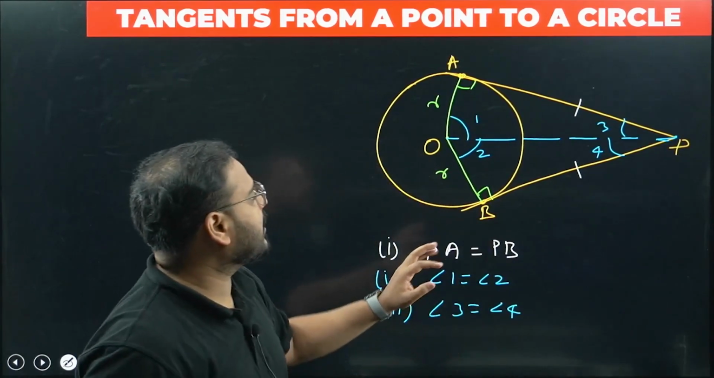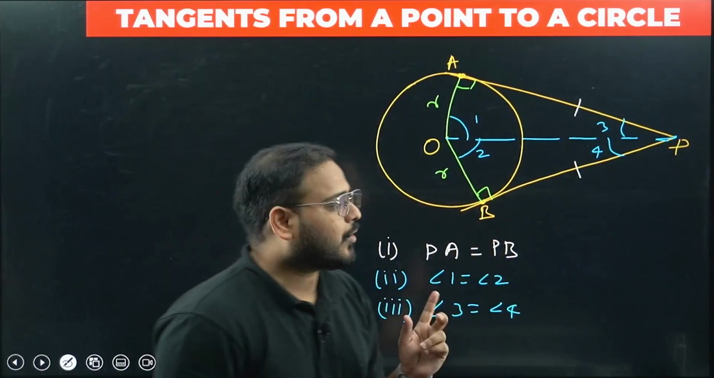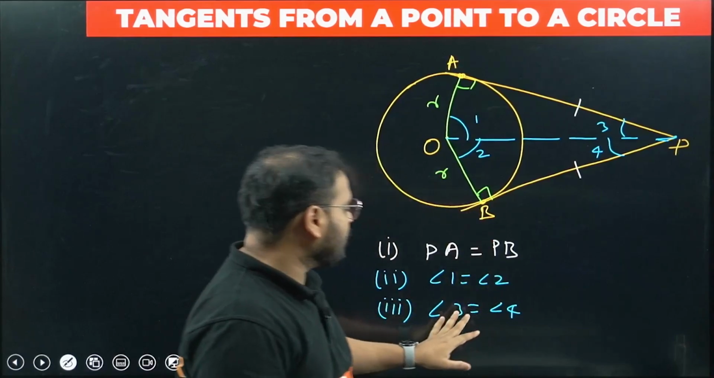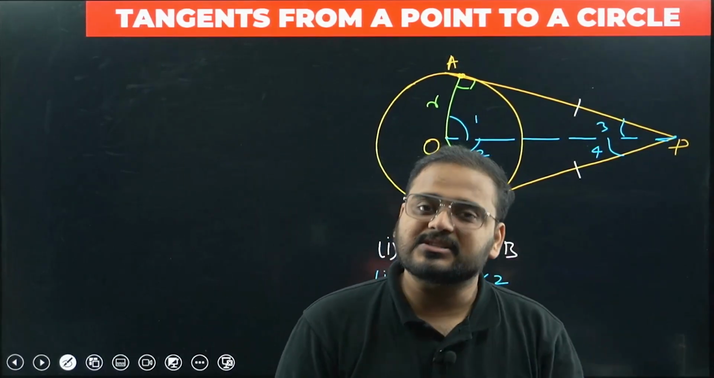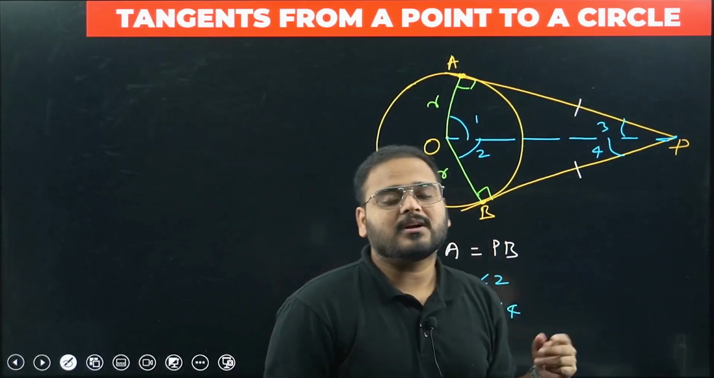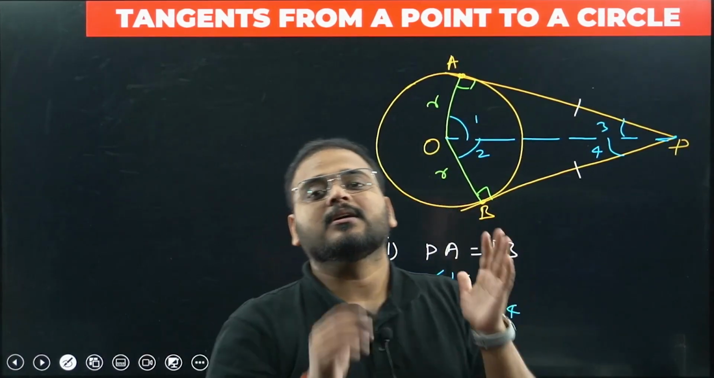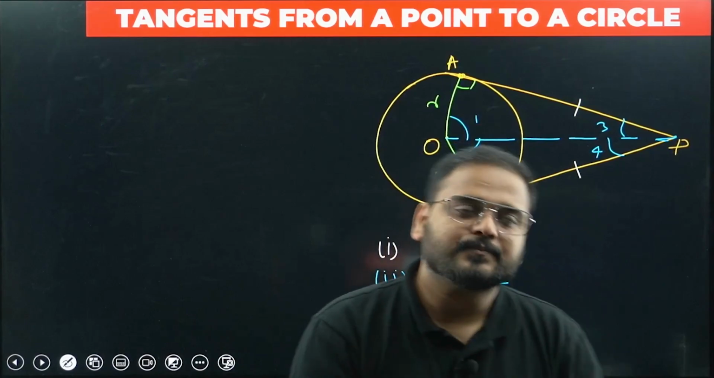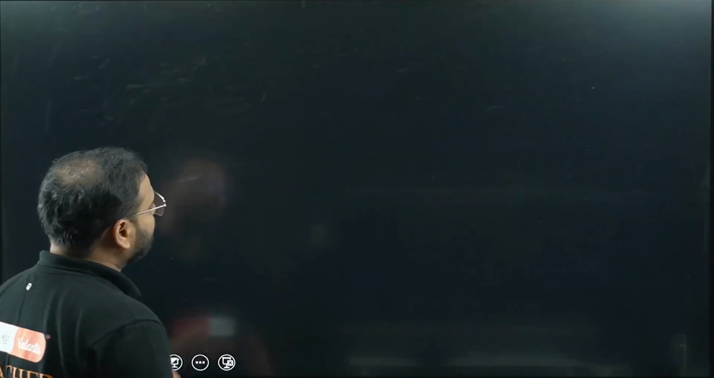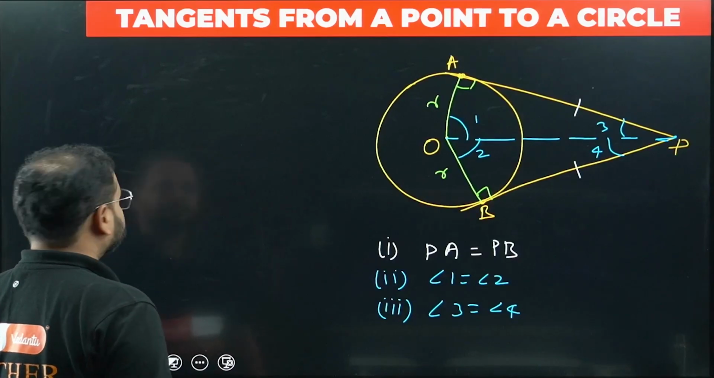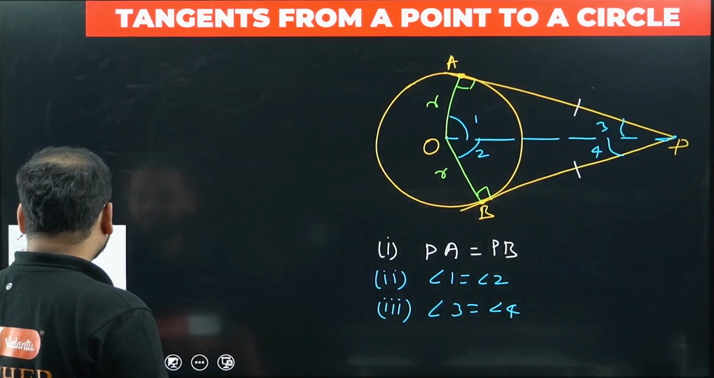So what I have so far: PA equals PB, very important. Also angle 1 equals angle 2, and angle 3 equals angle 4. For angle 1 and angle 2 we say tangents make equal angles at the center, and for angle 3 and angle 4 we say tangents are equally inclined with the line joining the point and the center. Is that clear? These are the three properties which are very, very important for us. Now make a list of this, very important.